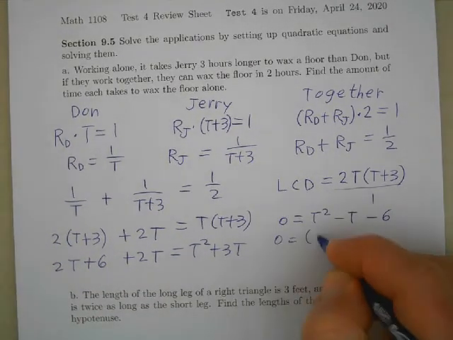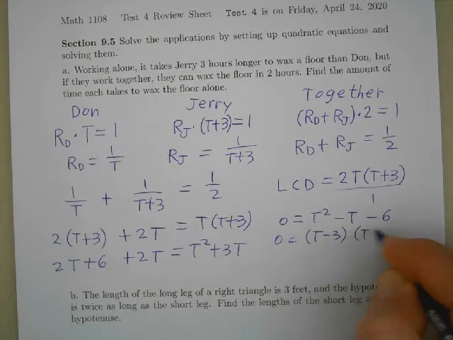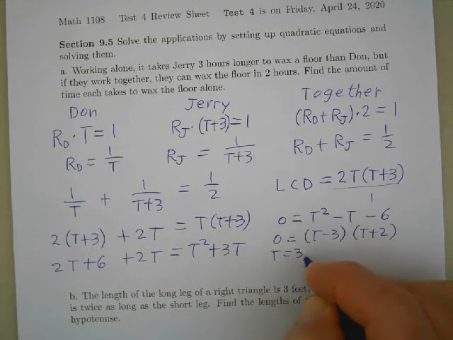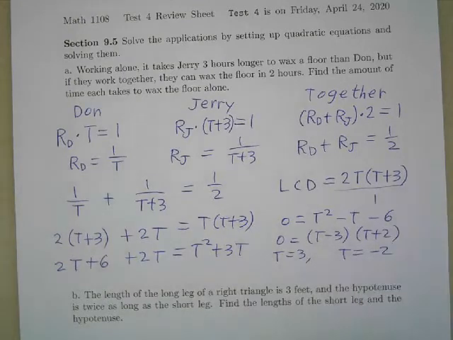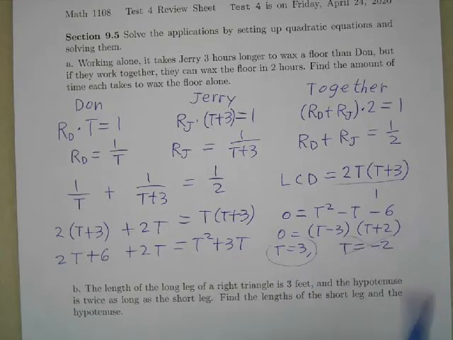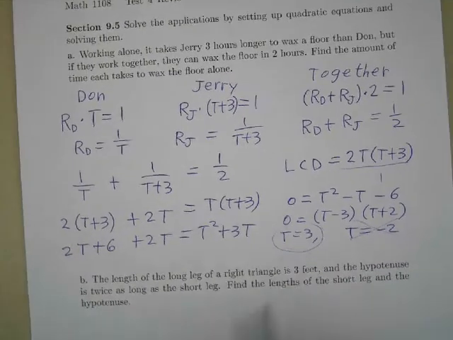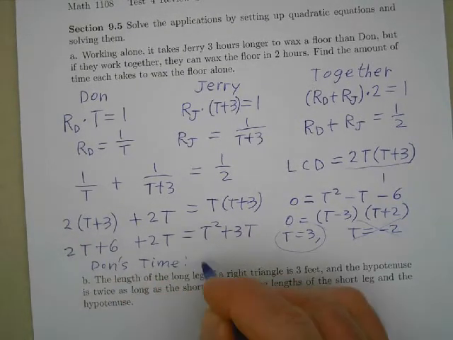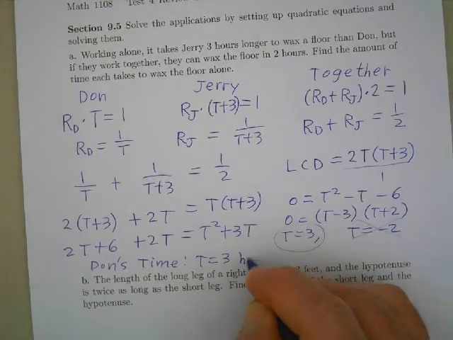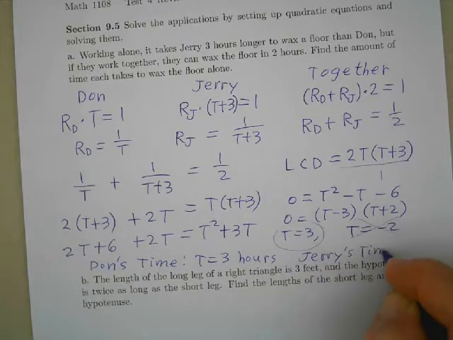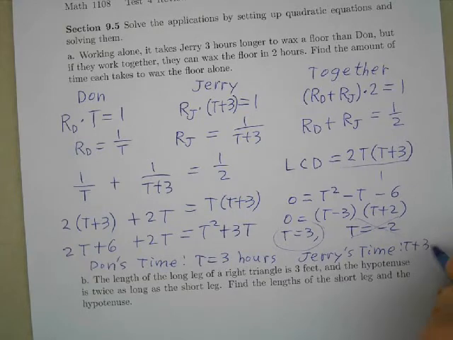One of the factors is T minus 3. The other factor is T plus 2. This equation has 2 solutions, T equals positive 3 and T equals negative 2. But the solution that makes sense in this problem is the positive solution. So this means Don would take 3 hours by himself, so Don's time is T equals 3 hours, and Jerry's time is 6 hours, or T plus 3 is equal to 6 hours, is how long it would take Jerry by himself.